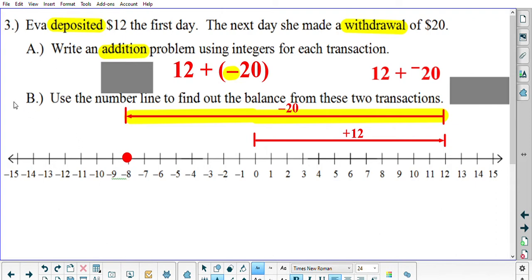And so we should probably write that final answer somewhere. Let's put the answer to the problem and say, what's the balance of the two transactions? So we're talking money here in a bank. So the balance would be negative $8. You can write that somewhere, circle it if you would like. That's the final answer to number 3.